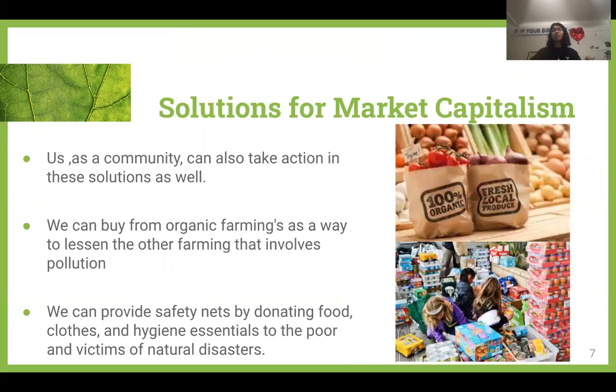We as a community can also take action on these solutions as well. We can buy organic farming products as a way to lessen the other farming that involves polluting. And we can also provide safety nets by donating food, clothes, and hygiene essentials to the poor and the victims of the natural disasters.